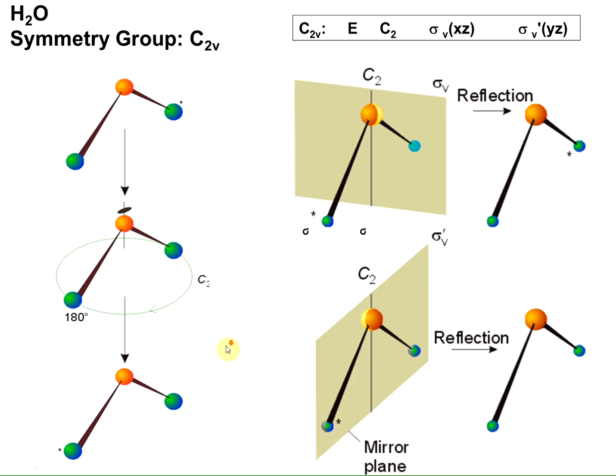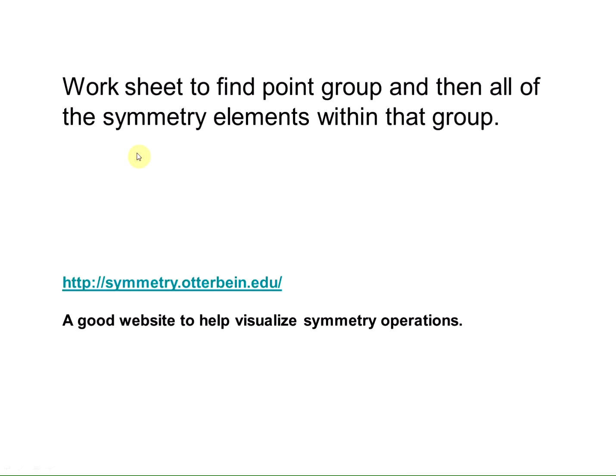So what I'd like for you to do is to use your worksheet to find the point group and then all the symmetry elements within that group. On your worksheet it has the point group next to the molecule, and it also has all these symmetry elements, so you can check your work as you go. We're basically practicing working through the symmetry flow chart and identifying the symmetry operations, really building up those visualization skills.